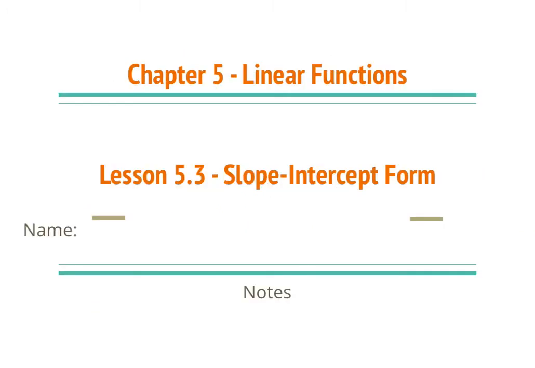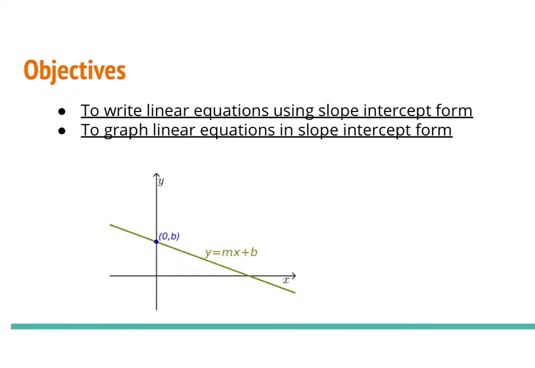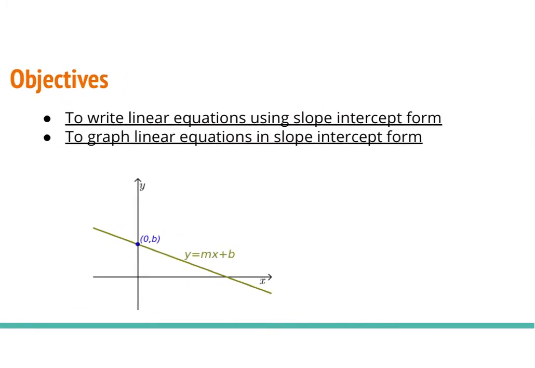This is lesson 5.3, Slope-Intercept Form. Yes, we have talked about this before. Yes, it is not a very difficult lesson, okay? Our objectives are to write linear equations using slope-intercept form and to graph linear equations in slope-intercept form. Go ahead and copy those down. And then I've got a nice, pretty little picture down below showing you guys slope-intercept form and what everything means, okay? y equals mx plus b.